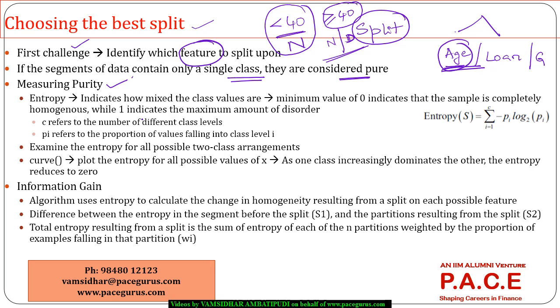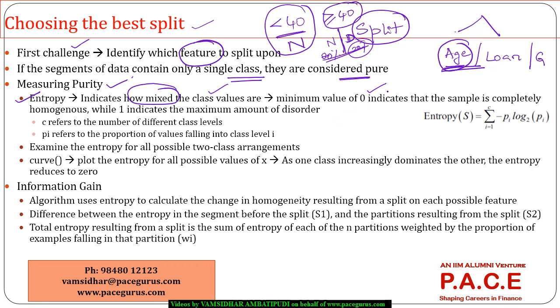There are different ways to measure the purity, out of which one mechanism that is even being engaged by the C5.0 algorithm is entropy. Entropy tries to understand how mixed the class values are. As I said here, this particular class contains 80% non-defaulters and 20% defaulters. So it is trying to understand how mixed the class values are. That measure of the mixture of the class is measured through entropy.